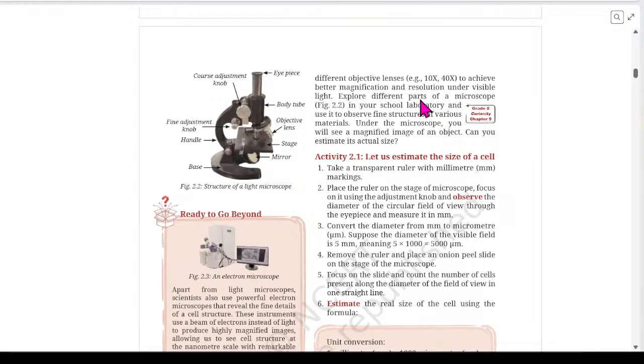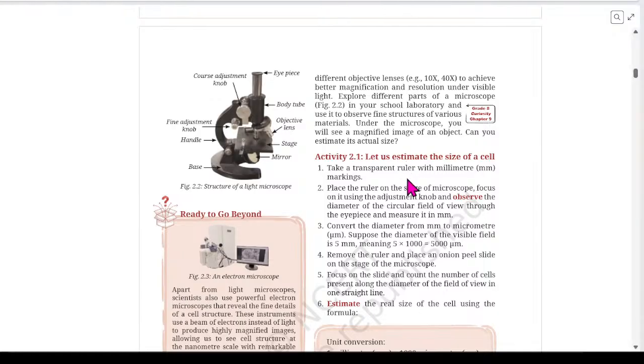Explore different parts of a microscope in your school laboratory and use it to observe fine structures of various materials. Under the microscope, you will see a magnified image of an object. Can you estimate its actual size? So here we come to the next activity, 2.1, in which we will estimate the size of a cell.